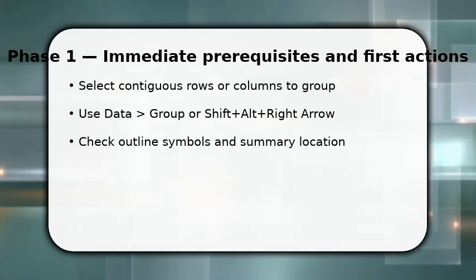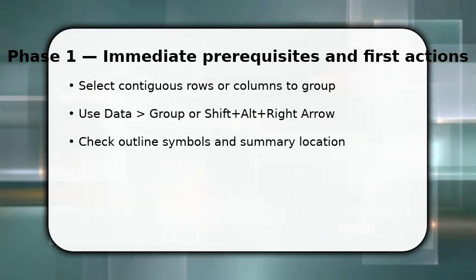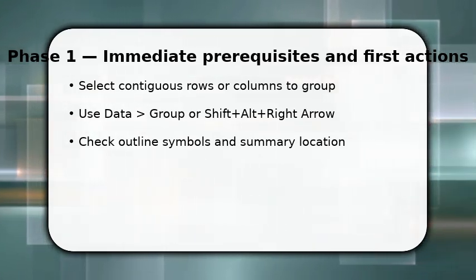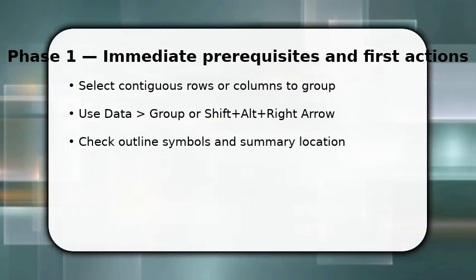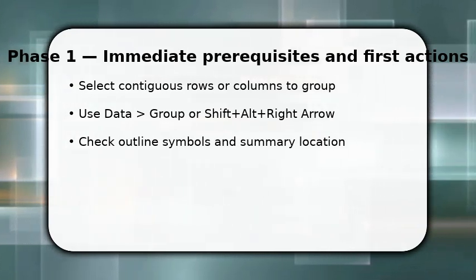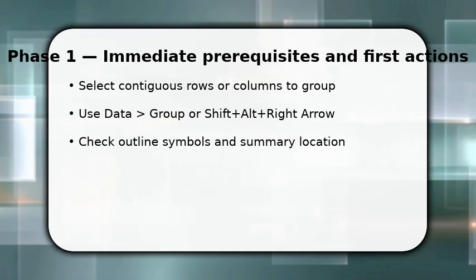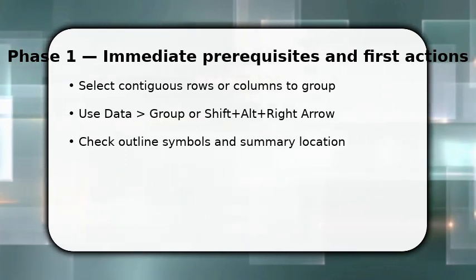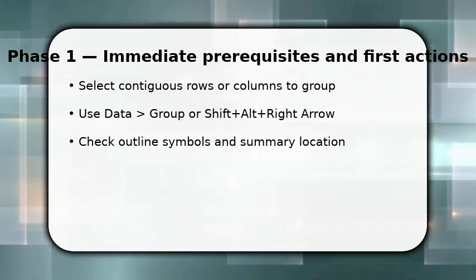You begin by selecting the exact contiguous rows or columns you want to collapse or expand. This is critical. Then use Data, Group, Rows or Columns, or press Shift plus Alt plus right arrow to create the group immediately. Excel will add the outline symbols at the left or top.